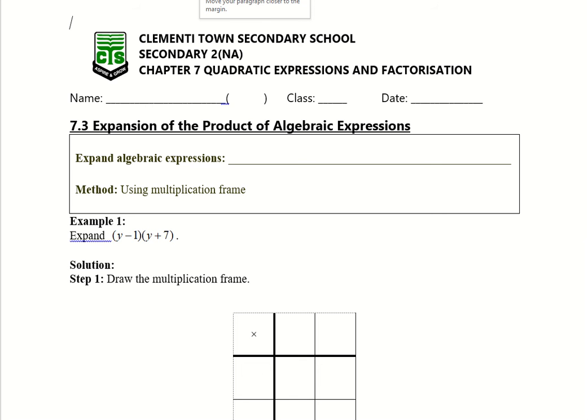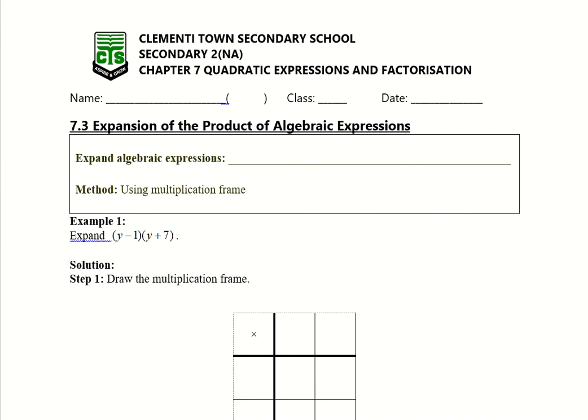Okay, so in this video, or rather in this lesson, we'll be learning more about expansion of the product of algebraic expressions. Okay, so product of algebraic expression is basically this thing over here. This is what we call the product of algebraic expression.